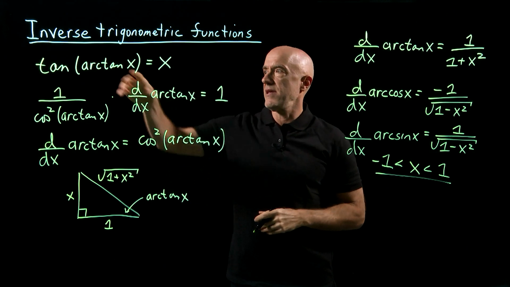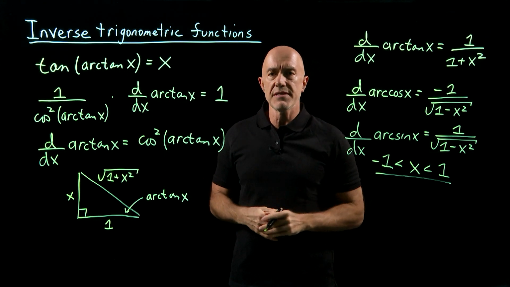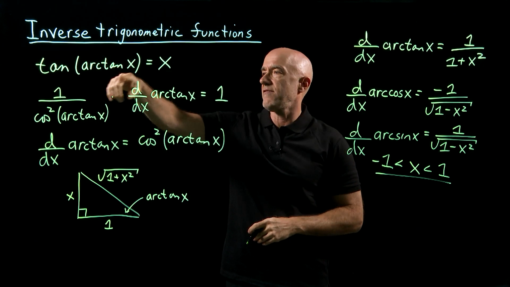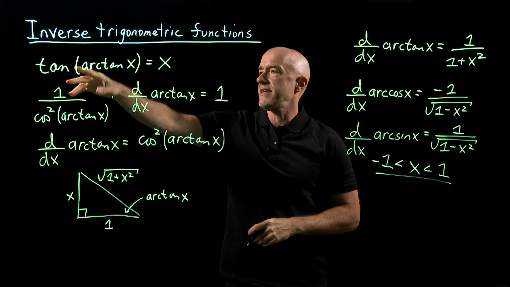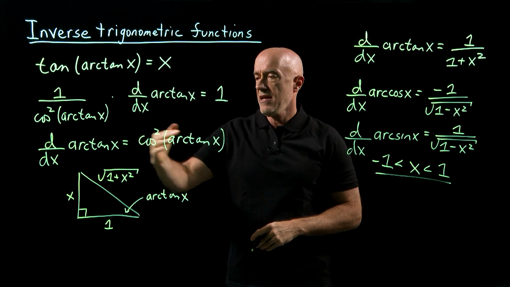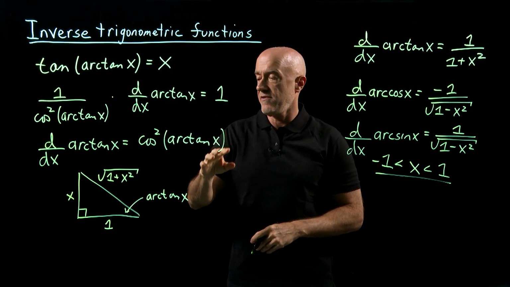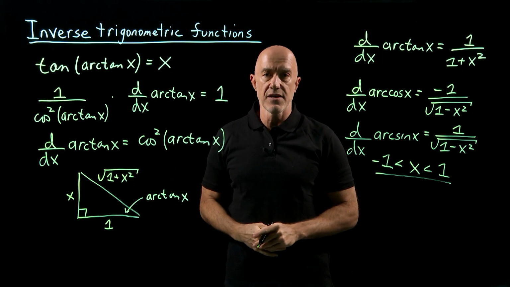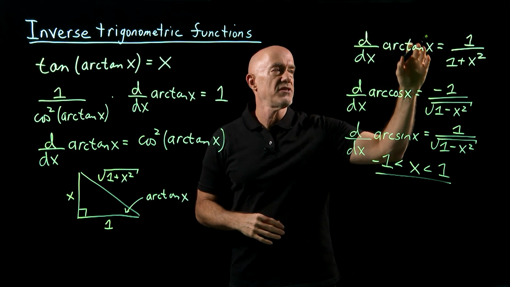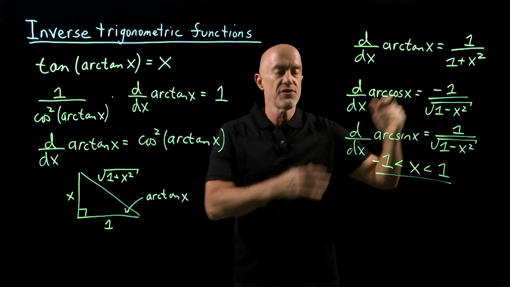To determine the derivatives of the inverse trigonometric functions, we use implicit differentiation. So here to find the derivative of the arctangent, we start with the tangent of the arctangent of x equals x. We differentiate, and then we resolve what is the meaning of the cosine of the arctangent of x using a right triangle. So the result to remember here is that the derivative of the arctangent of x is equal to 1 over 1 plus x squared. The other two you can look up.